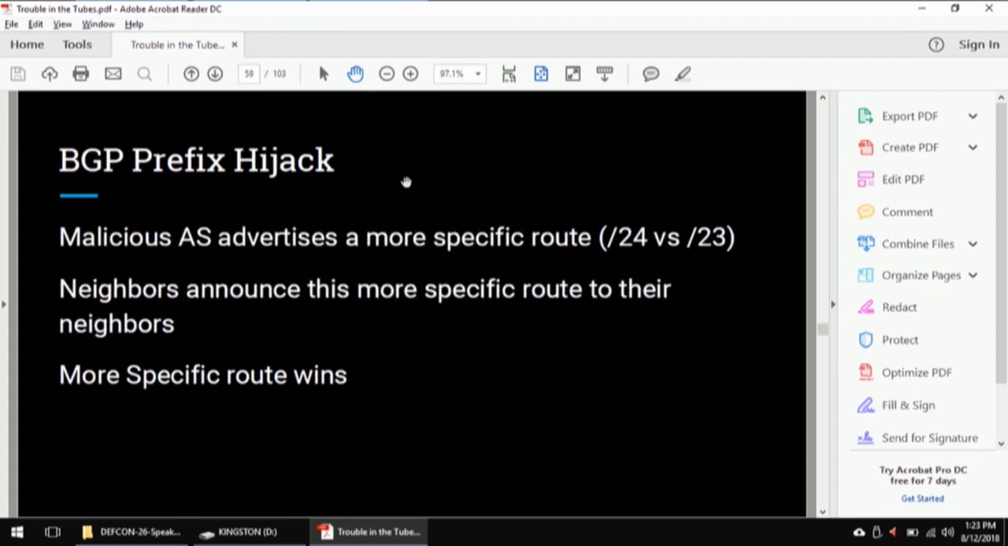So let's go on to BGP prefix hijacks. What happens in these is, as I showed earlier, autonomous systems learn how to route traffic by announcing their routes to their neighbors. So what happens in a prefix hijack is that a malicious autonomous system advertises a more specific route than the route that's already out there. If there's a route for a /23 and it announces a /24, all the traffic for addresses within that /24 will go to them because they have the most specific route. The neighbors then pass on this route to their neighbors, and eventually everyone has that route, and all the traffic is heading towards that route.